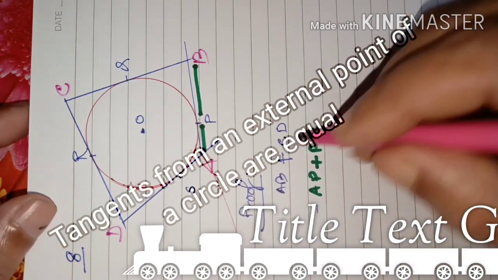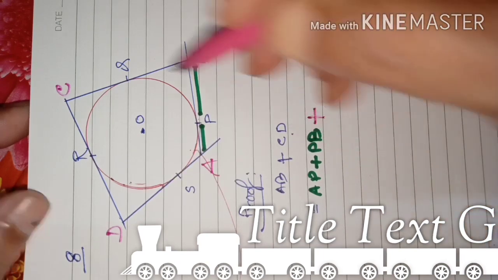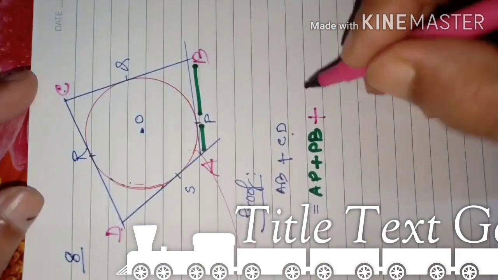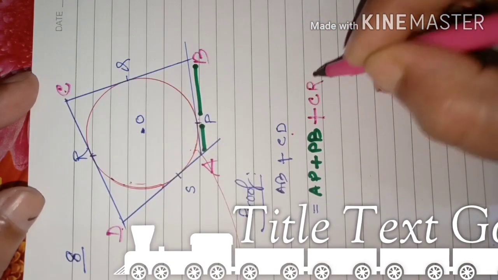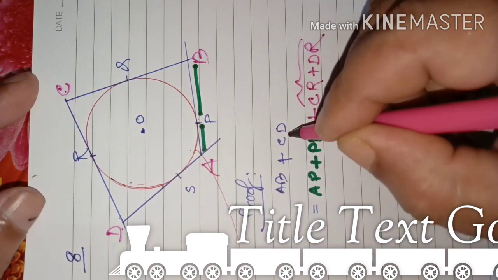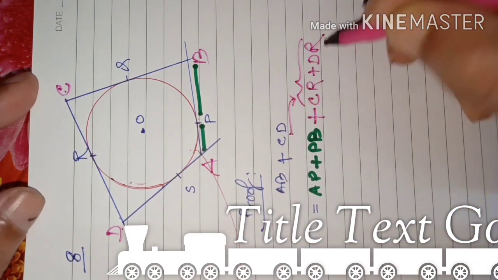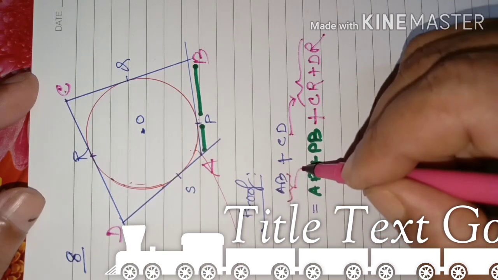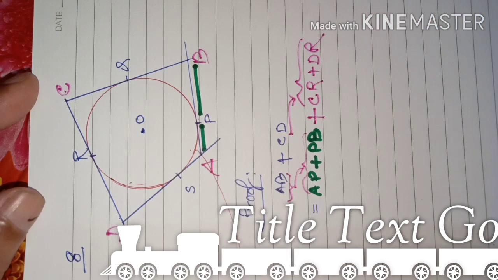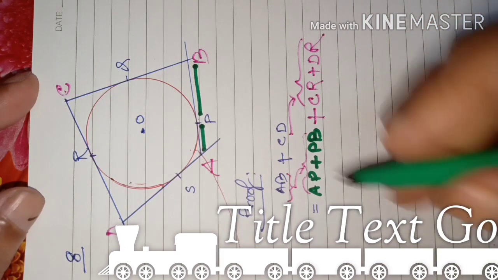Next, for CD you write plus CD. CD also you break that way. CR plus DR is CD, so you write here CR plus DR. So are you understanding the changes? CD is split this way and AB is split this way. This is AB. This is CD. Clear?